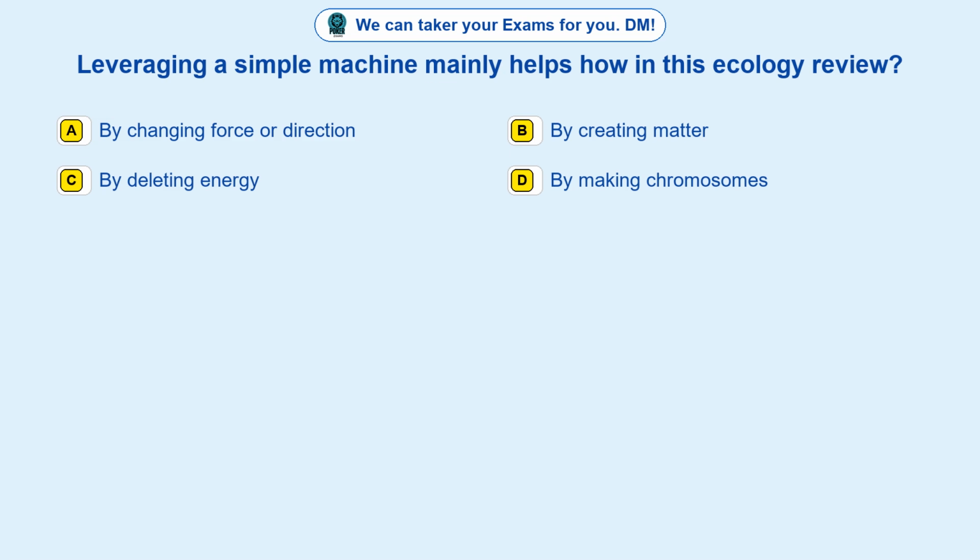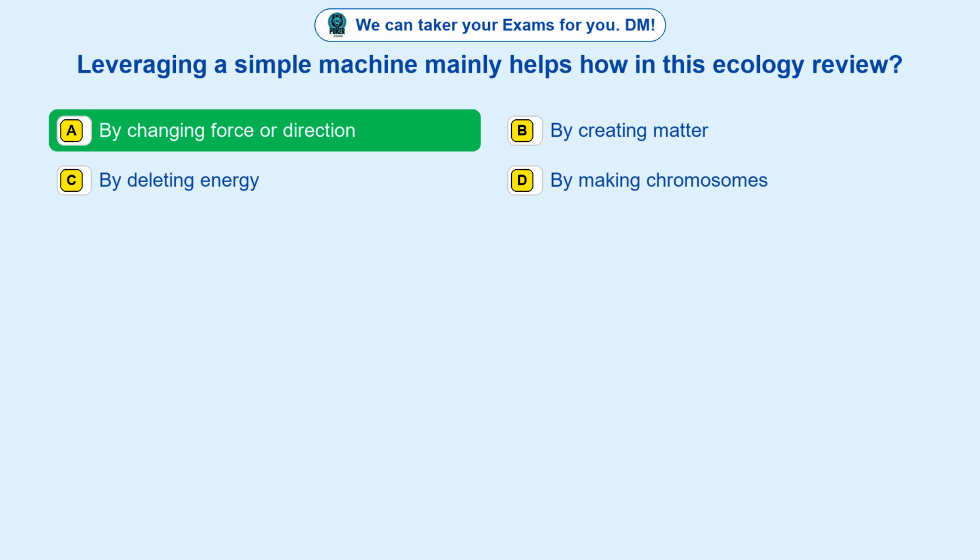Question 63. Leveraging a simple machine mainly helps how in this ecology review? Option A, by changing force or direction. Option B, by creating matter. Option C, by deleting energy. Option D, by making chromosomes. The correct answer is option A, by changing force or direction.